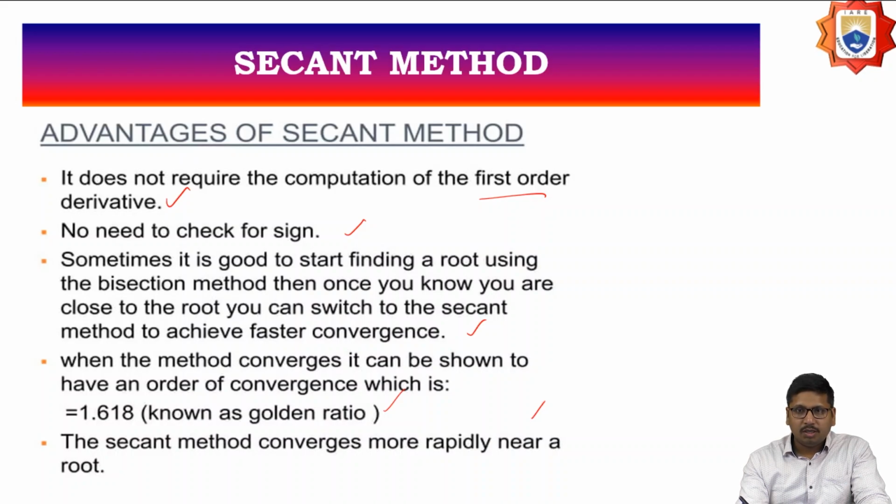And sometimes it is good to start finding the root using the bisection method, once you know whether you are close to the root or not. And when the method converges, it is going to show the order of convergence. So the final value should be 1.618, and this method is going to converge more rapidly nearer to the root.